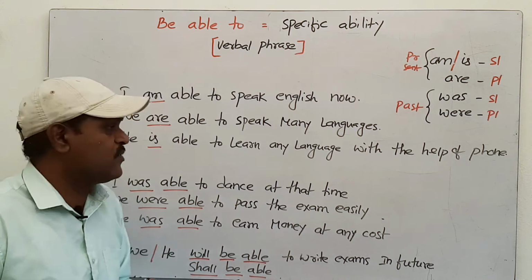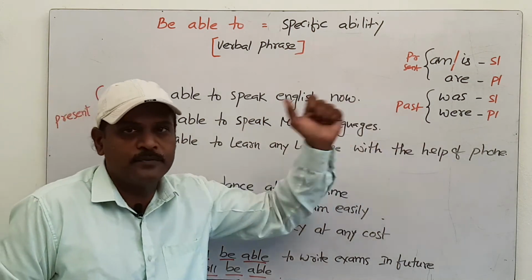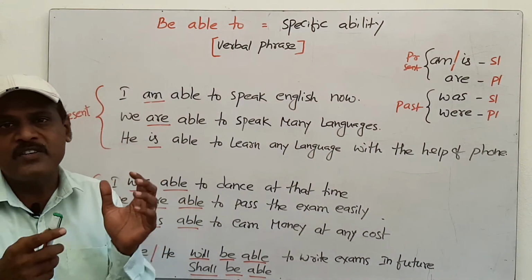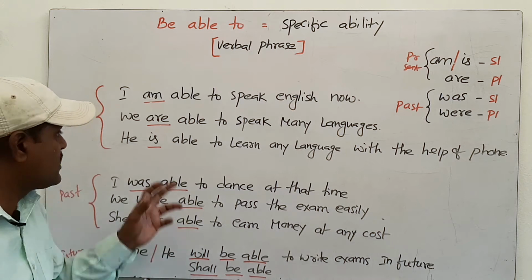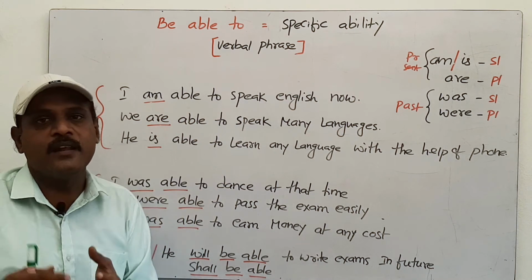In this way, we can frame: He is able to learn any language with the help of phone. So, he means third person singular, he or she, and then we need to use is and then able to and then V1, like learn, speak, like that.